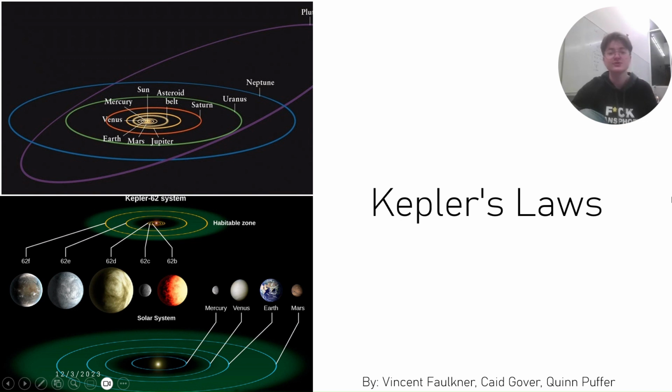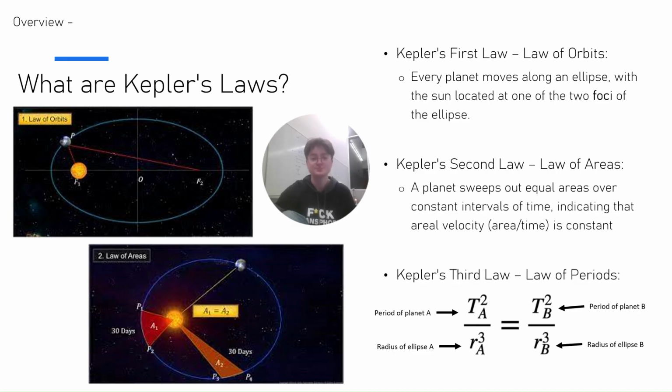Welcome to a brief overview of Kepler's laws. So what are Kepler's laws? Kepler's first law, also known as the law of orbits, states that every planet moves along an ellipse with the sun located at one of the two foci of the ellipse, where foci is defined in the next slide.